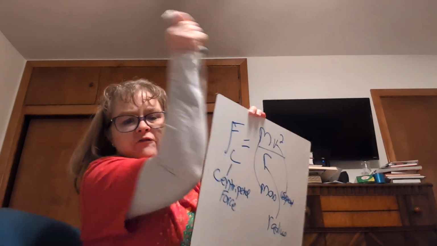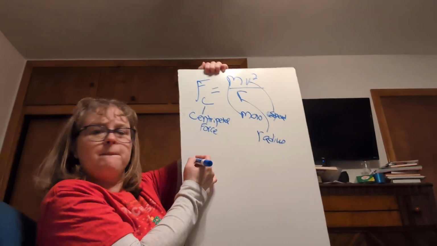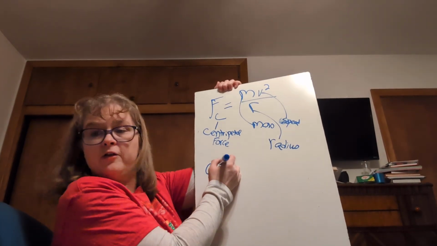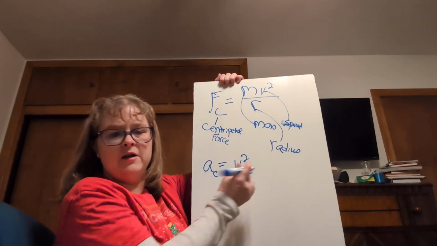We also can find the acceleration. Centripetal acceleration is going to be the speed squared divided by r.